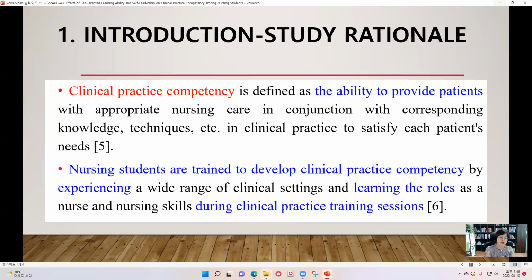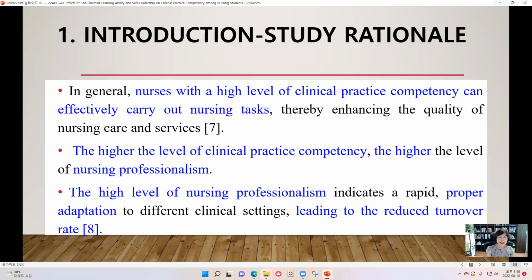Nursing students are trained to develop clinical practice competence by experiencing a wide range of clinical settings and learning the role of a nurse and nursing skills during clinical practice training sessions. In general, nurses with a high level of clinical practice competence can effectively carry out nursing tasks, thereby enhancing the quality of nursing care and service. The higher the level of clinical practice competence, the higher the level of nursing professionalism. The high level of nursing professionalism indicates rapid, proper adaptation to different clinical settings, leading to a reduced turnover rate.